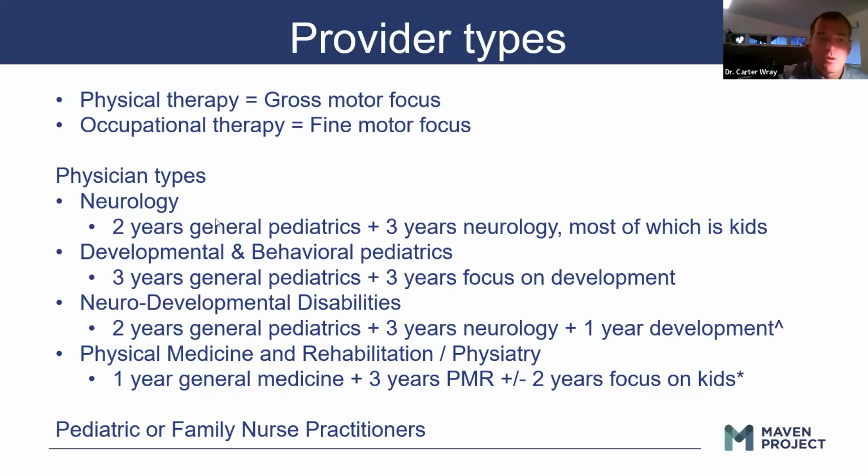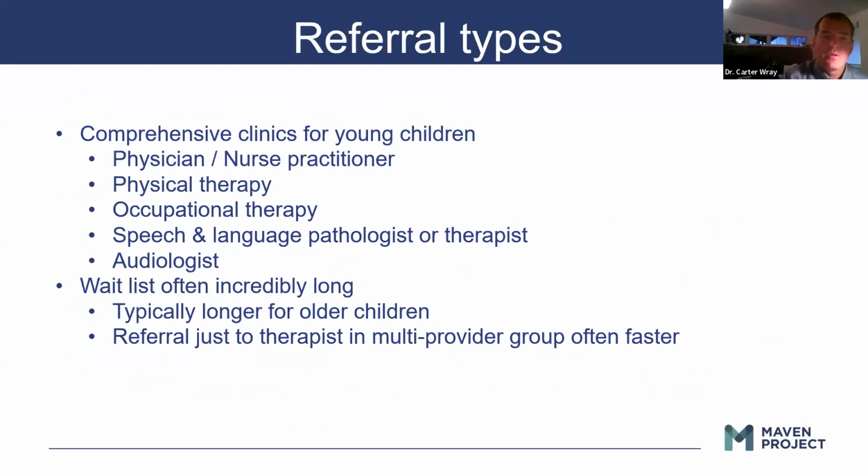I certainly think if you have gross motor problems, physical therapists are the best first place to start. They should be able to get the kids in faster. If you're more worried about fine motor, occupational therapists tend to focus on that. There are different physician types that manage children with developmental problems, and a lot of this really depends on who's available and who can see things quickly.